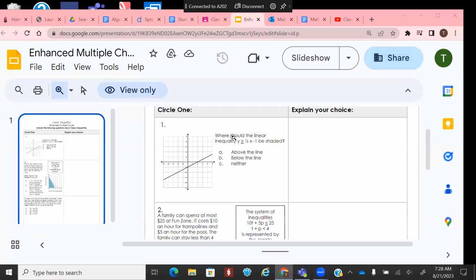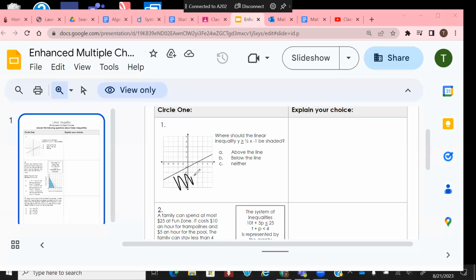So where should the linear inequality be shaded? Above the line, below the line, or neither? Yes, Sean. Below. Do you agree with Sean? What? He said below. Okay. Why do y'all say no?